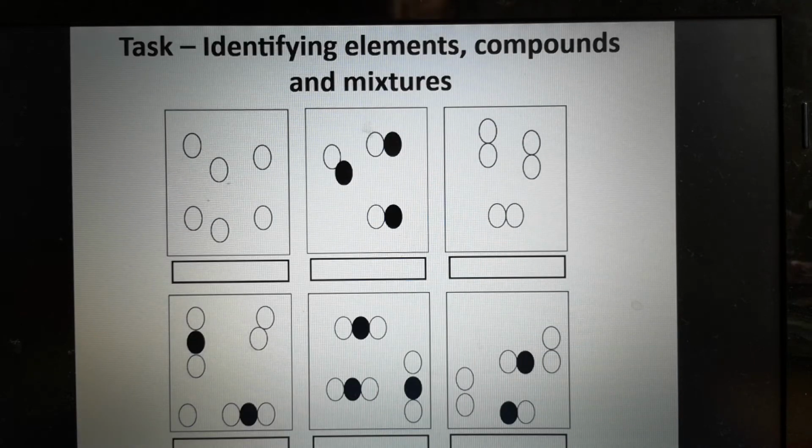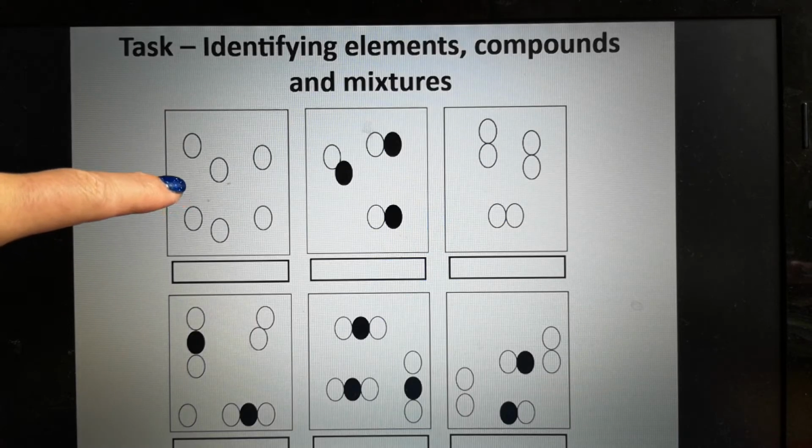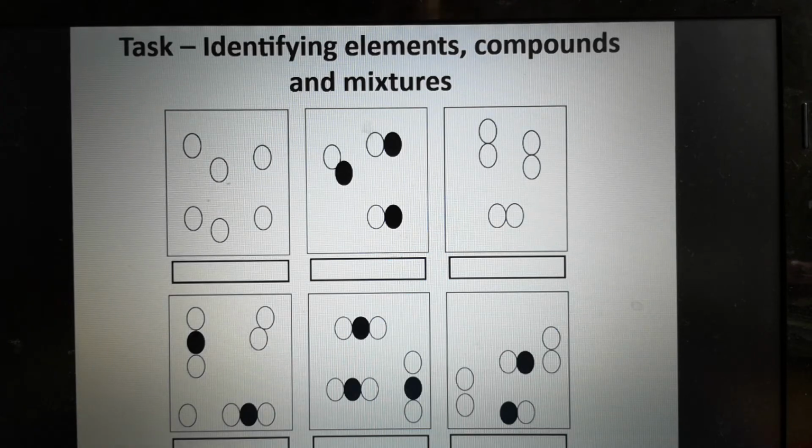Okay, your turn. What I want you to do is have a little look at this, and I want you to identify the elements, compounds and mixtures. Which diagram is showing what? Let's start with this one. What do you think? Is that picture there showing an element, a mixture or a compound? What do you think? That is an element. How did you do?